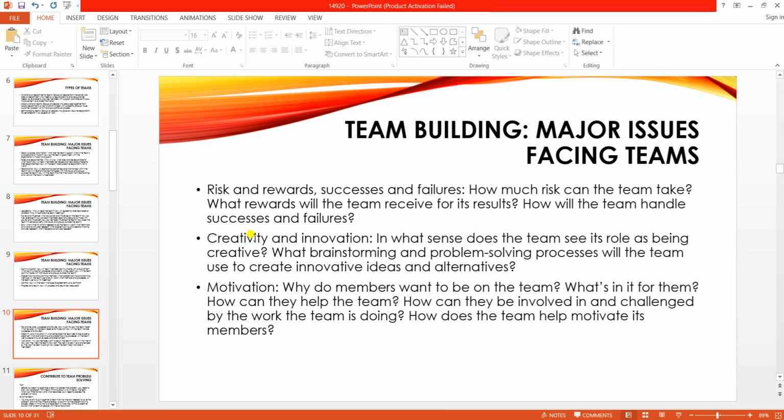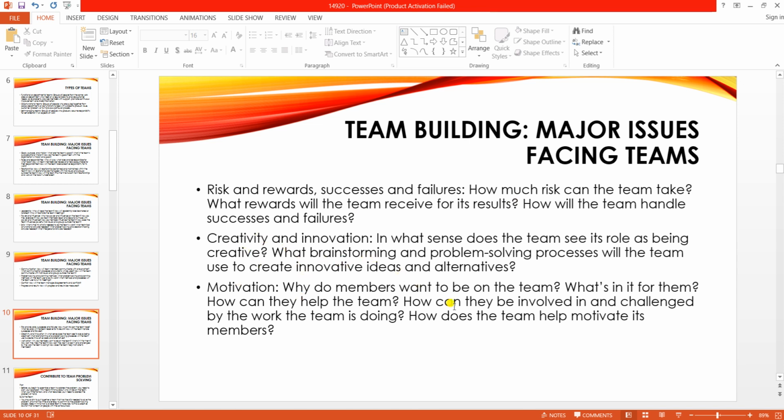And what rewards will the team receive for its result? Normally in instances, team members will receive incentives in terms of the goals that have been accomplished and the tasks that have been completed successfully. And how will the team handle success and failures? In most instances, team leaders would form meetings and go through the failures that the team members have encountered, and what they can improve going forward.